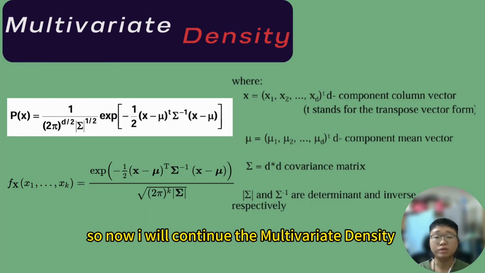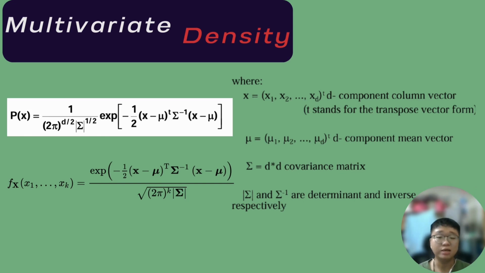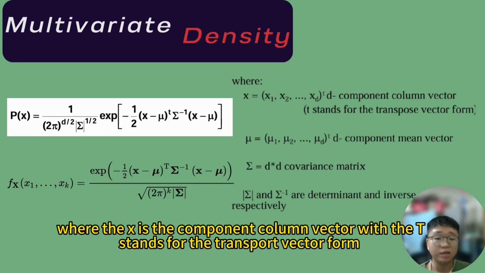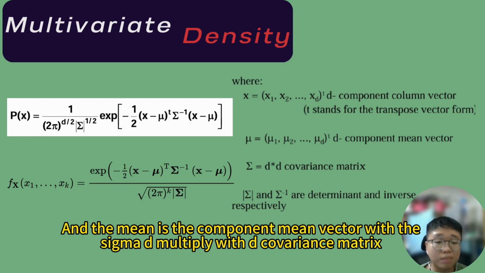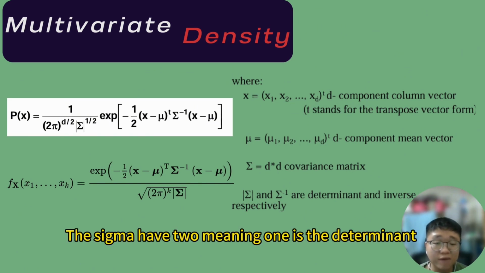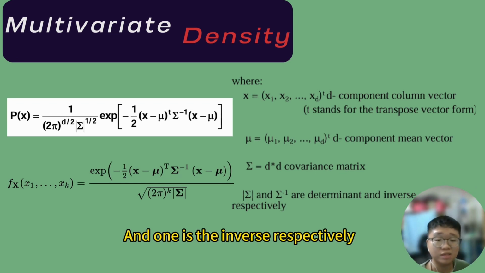So now I will continue with the multivariate density, where x is the d-component column vector, with t standing for the transpose vector form. The mean is the d-component mean vector, with sigma the d by d covariance matrix. The sigma has two notations, one is the determinant and the other is the inverse, respectively.